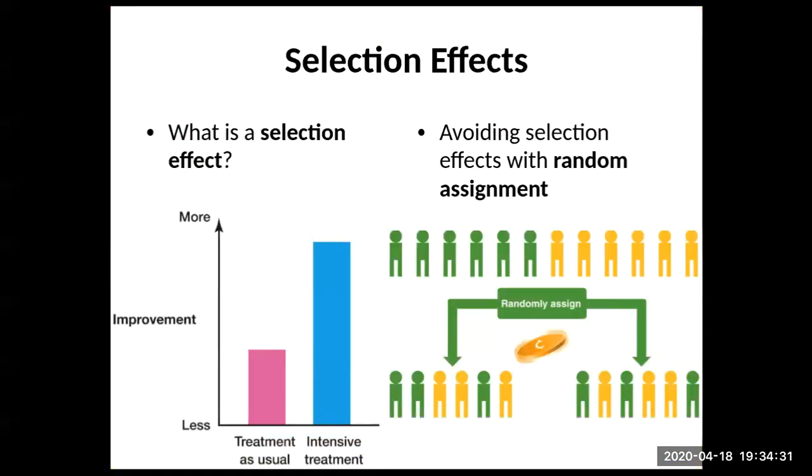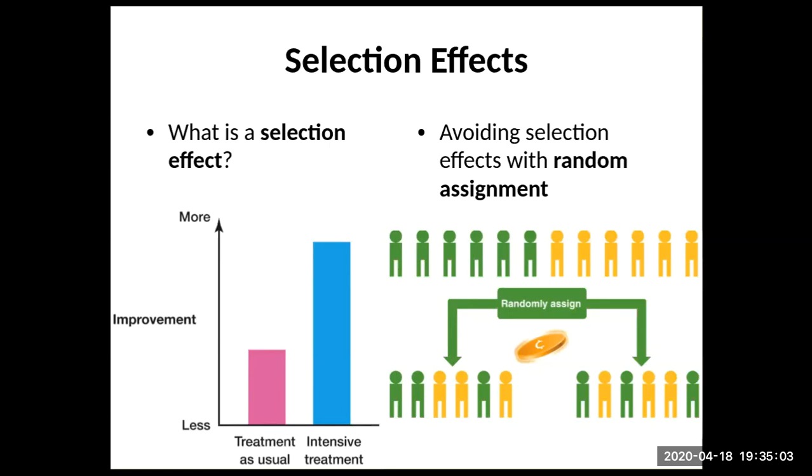Selection effects. What's a selection effect? Well, let's look at this graph on the left. We can see that there are two groups, treatment as usual and intensive treatment, and see how much they improved. What this study actually looked at was for autism, people on the autism spectrum, giving them treatment as usual or letting them self-select into wanting a more intensive treatment.